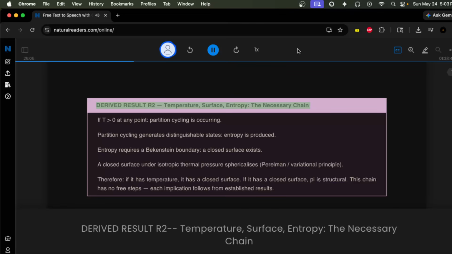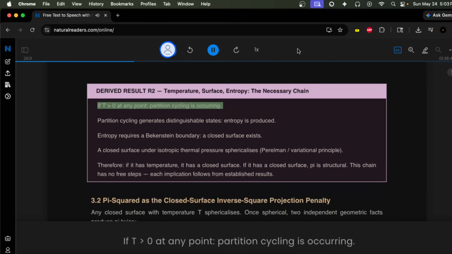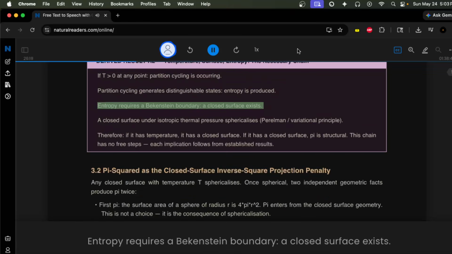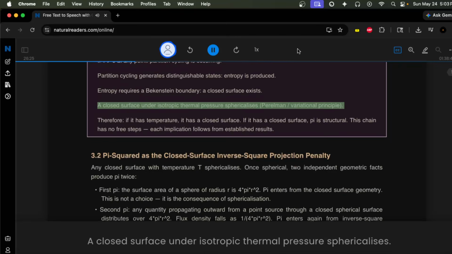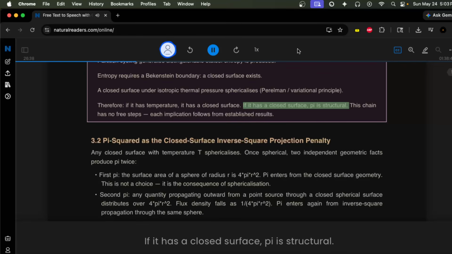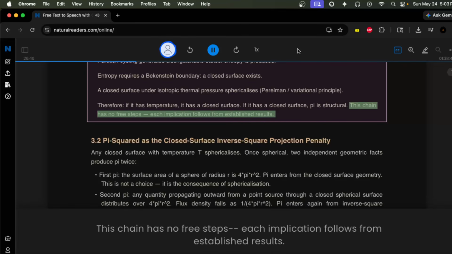Derived result R2, temperature, surface, entropy, the necessary chain. If T is greater than 0 at any point, partition cycling is occurring. Partition cycling generates distinguishable states, so entropy is produced. Entropy requires a Bekenstein boundary, so a closed surface exists. A closed surface under isotropic thermal pressure sphericalizes. Therefore, if it has temperature, it has a closed surface. If it has a closed surface, pi is structural. This chain has no free steps, each implication follows from established results.